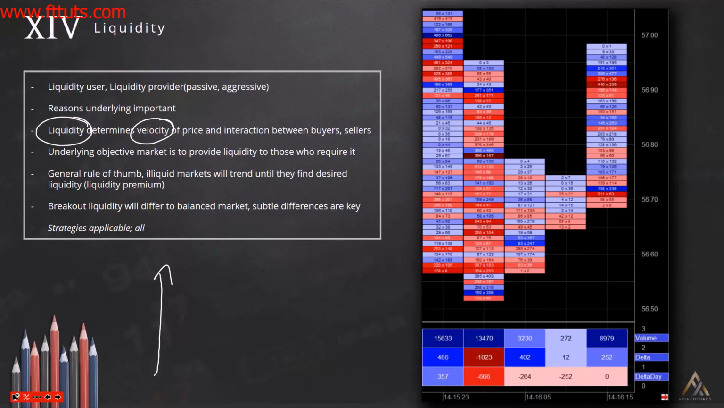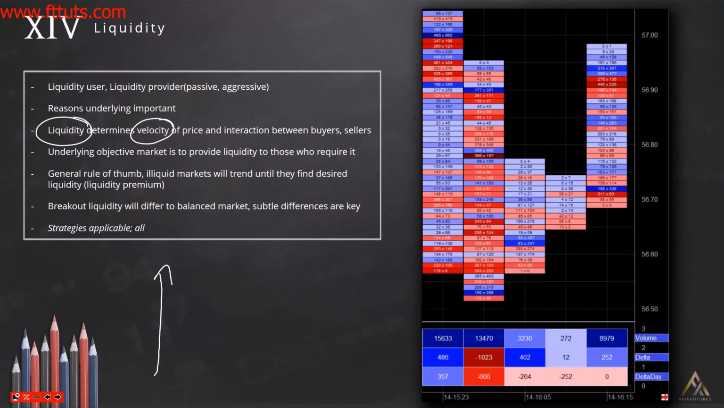Now, the underlying objective of the market, don't forget, is to provide liquidity to those who require it. Never forget that. Obviously we're all speculators, and I would assume everyone taking this course is a speculator, but at the end of the day, the big players, the big participants, are there to utilize liquidity and to hedge themselves and to take on spreads and manage their books effectively. So don't forget that the very objective of the market is to provide liquidity to those who require it.